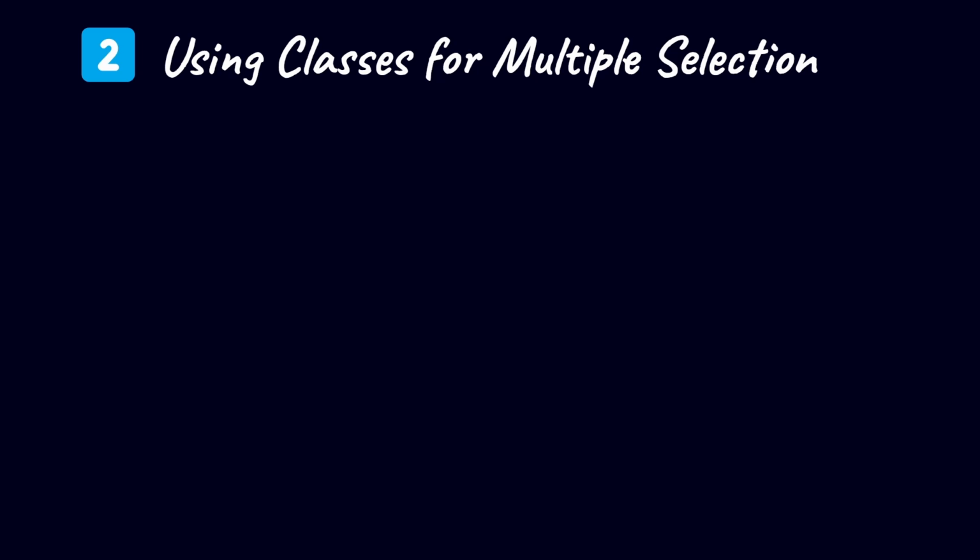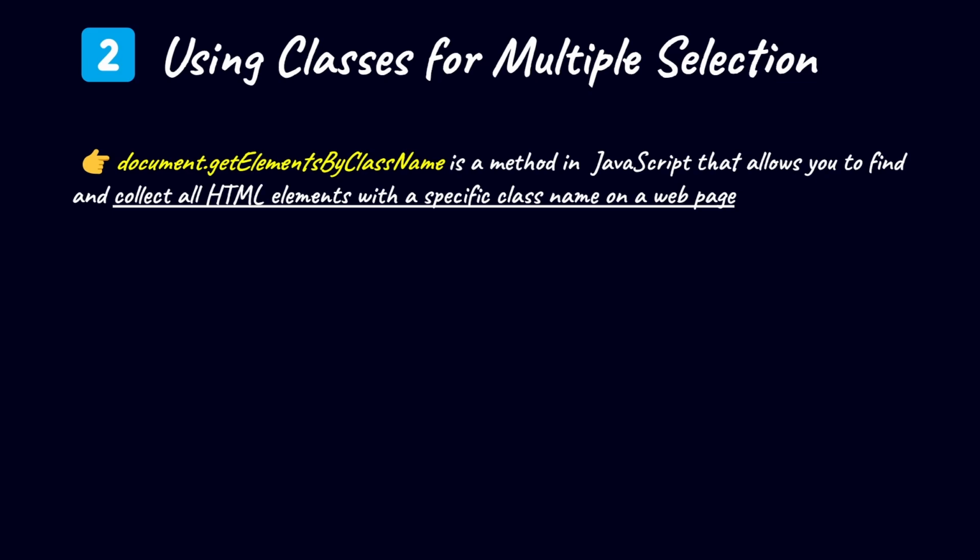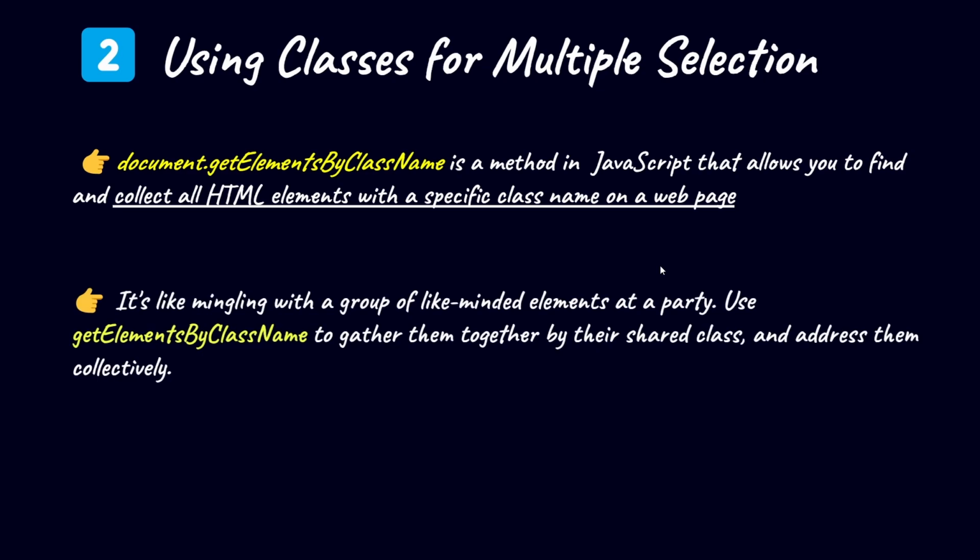So basically document.getElementsByClassName is a method which allows you to find and collect all HTML elements with a specific class name on your web page. It is like mingling with a group of like-minded elements at a party. Use getElementsByClassName to gather them together by their shared class and address them collectively. In simple words, when you have to work with more than one element at a time and you want to select them as a group, right? And basically when you use class name, it scans all your HTML document and gives you a group of elements.